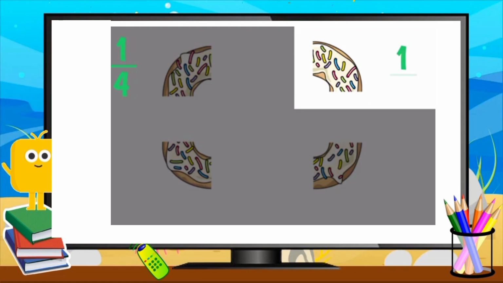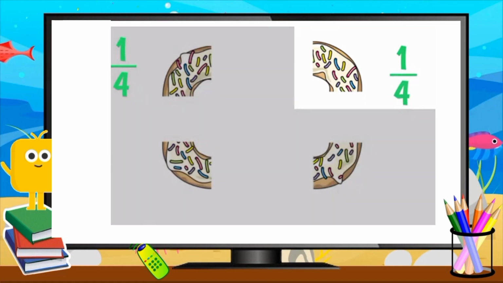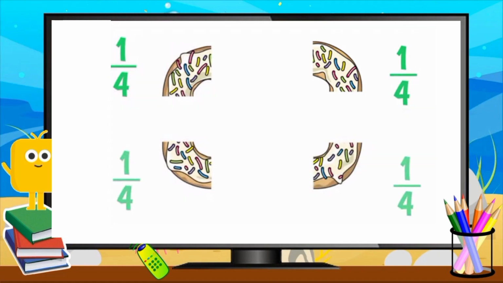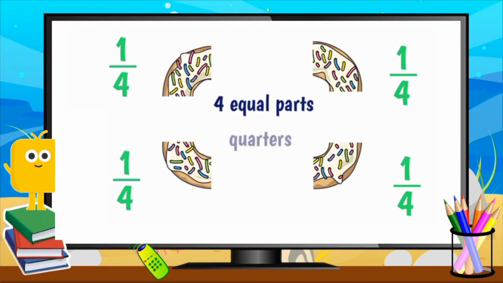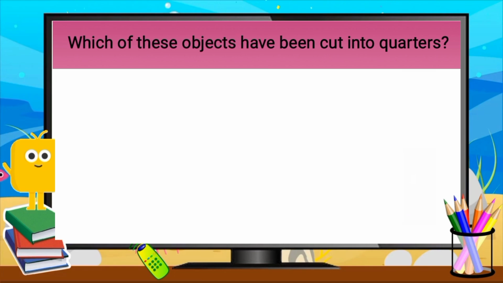This is 1 piece of the donut, which is why the numerator is 1, but there are 4 pieces altogether, which is why the denominator is 4. Each piece of the donut is 1/4. Remember, if we have 4 equal parts of a whole, we have quarters.